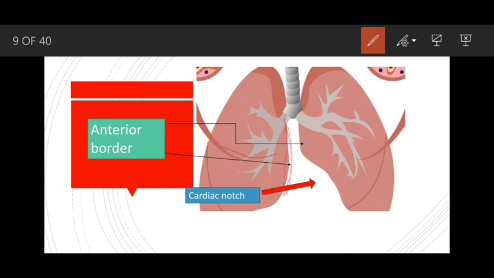Anterior border. This is the anterior border. On the right side it is vertical.